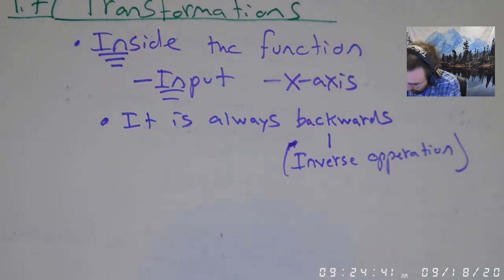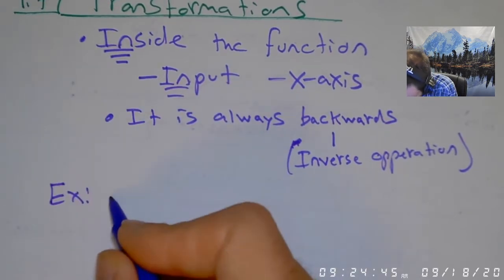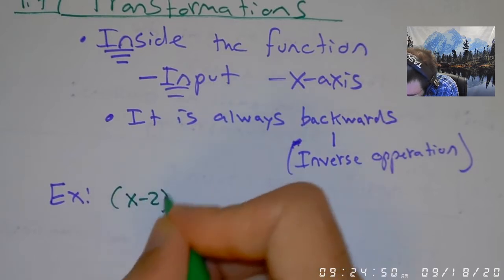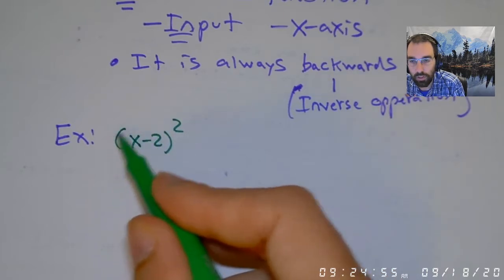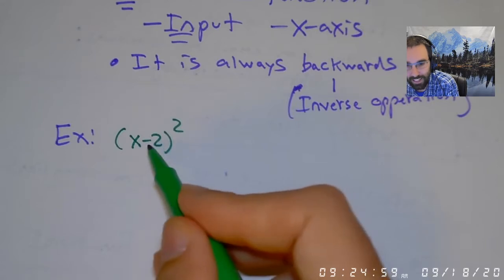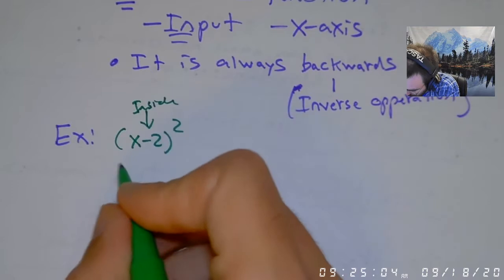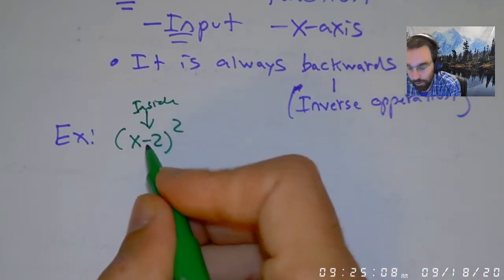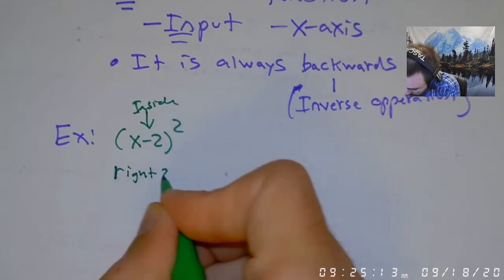All right, so let's do a couple of examples of this. Okay, so the parent function here is absolute value, and the inside is x minus 2, squared. So remember, parentheses really help out. So if you take a look here, this is inside, right? This is inside, okay? So this would mean that I'm going to go the inverse operation. So what's the inverse operation for minus? It's positive, so I'm going to go right 2.